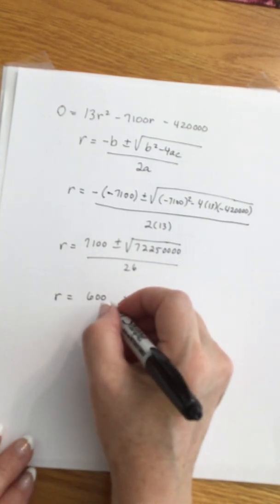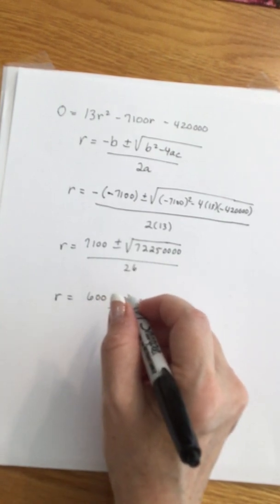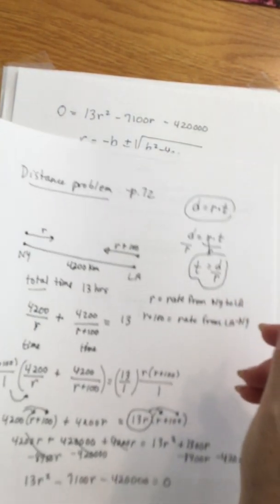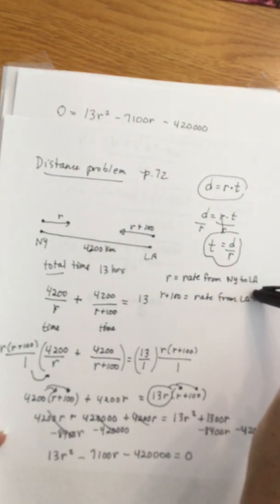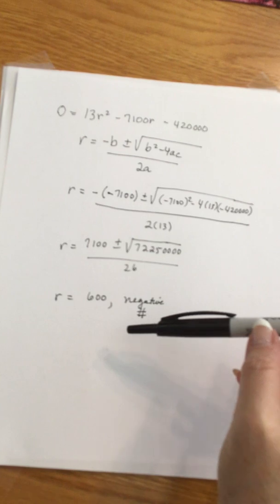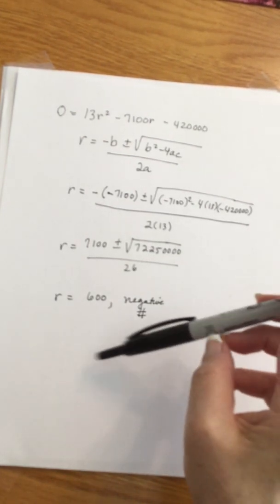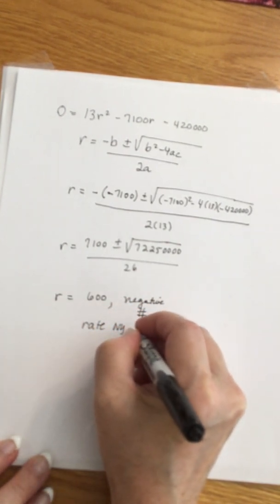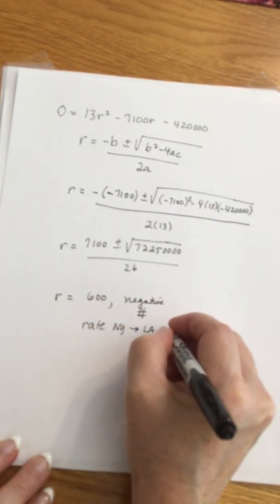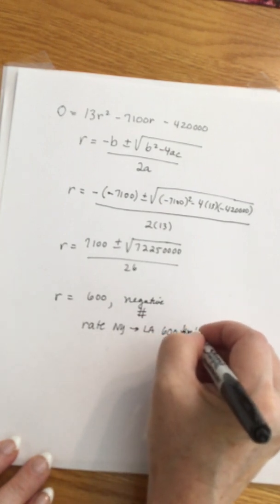So what does the 600 stand for? So if I go back to my original problem where I was drawing the picture, we said R stood for the rate from New York to Los Angeles. So our rate from New York to Los Angeles is 600 kilometers per hour.